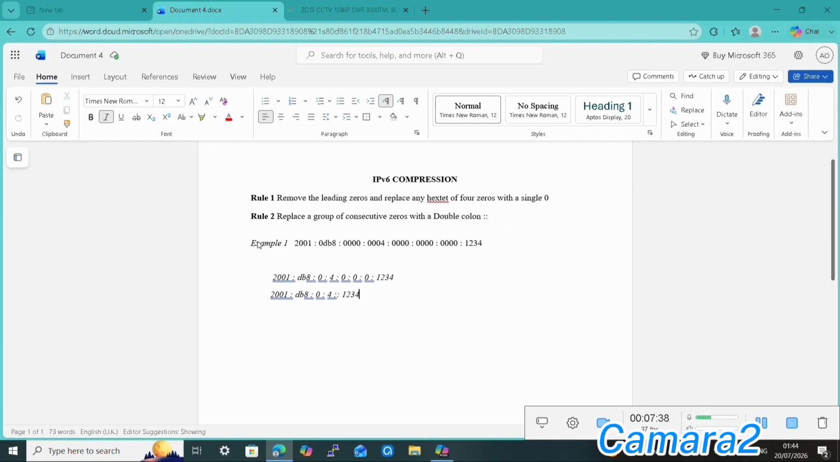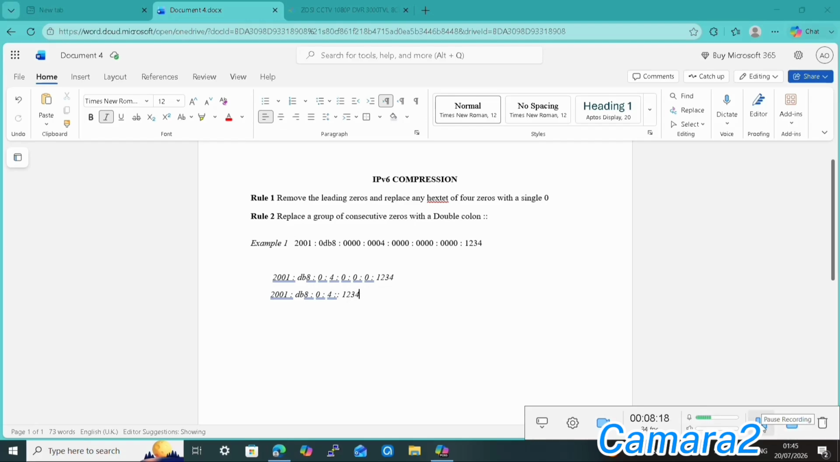This is the most simplified version of this IPv6 address given here. Now here we have applied the second rule, which is to replace a group of consecutive zeros with a double colon. In this one, we only have consecutive zeros here, which are these 1, 2, 3 zeros. So we replace them with a double colon, which is here. Therefore, our final version of this IPv6 address will be 2001 db8 0 4 double colon and then 1, 2, 3, 4. This is the most simplified version of it.